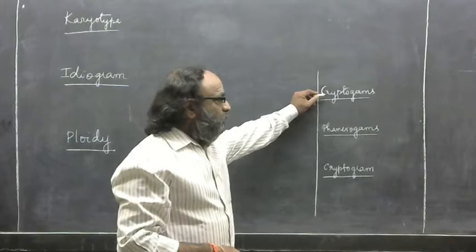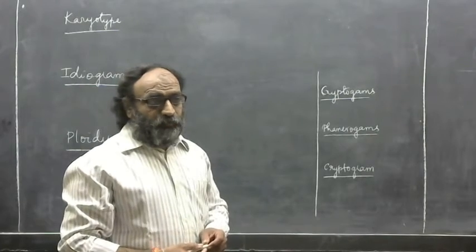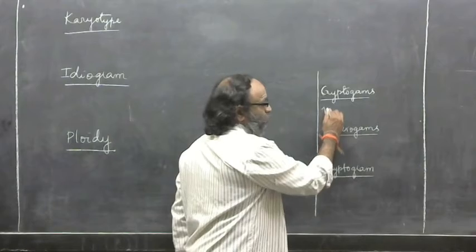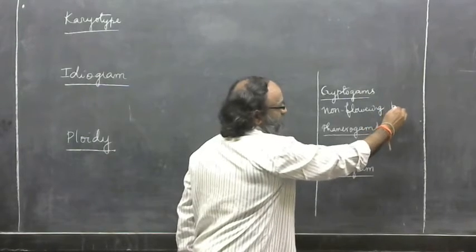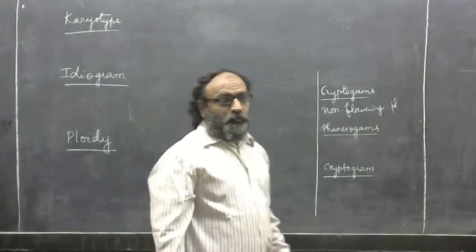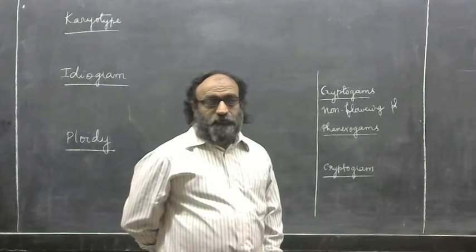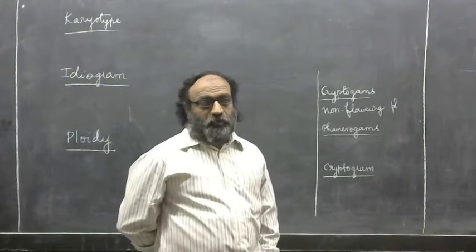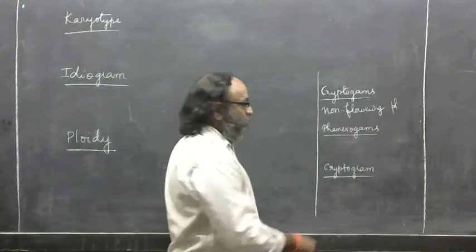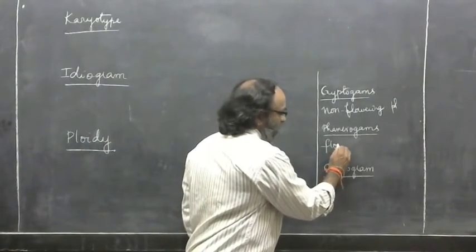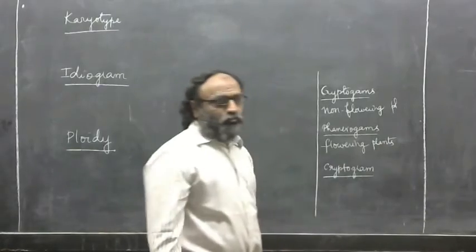What are cryptogams? Cryptogams are non-flowering plants, like the thallophytes, bryophytes, and pteridophytes. They are cryptogams, non-flowering plants. Then what are phanerogams? Phanerogams are flowering plants. They are also called anthophytes.